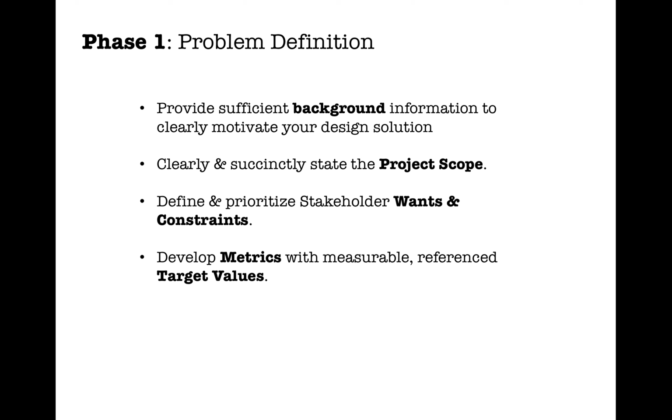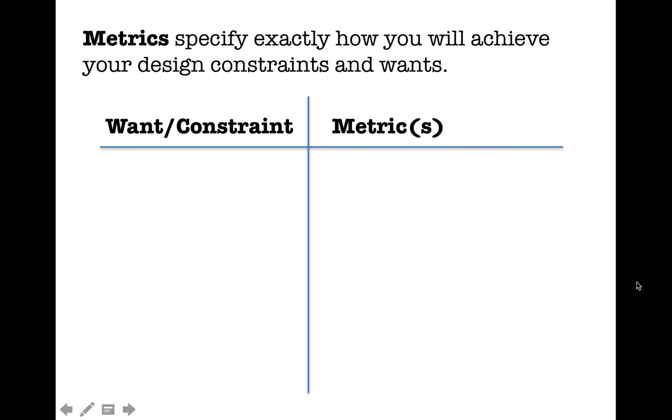All right, for milestone number 5, what we're really focusing on wanting to see from you is this last bullet point here, developing metrics with measurable reference target values. Okay, so let's review what we mean by that. Metrics specify exactly how you want to achieve your design constraints and wants, right? So there's something that's measurable that tells you whether you've hit it or not. So let's look at some of the constraints and wants that were associated with our toy design project.